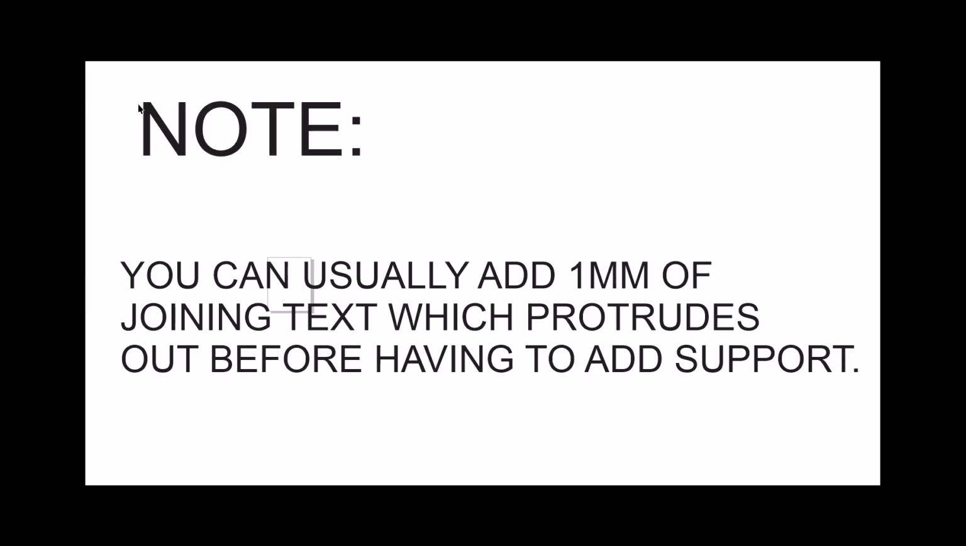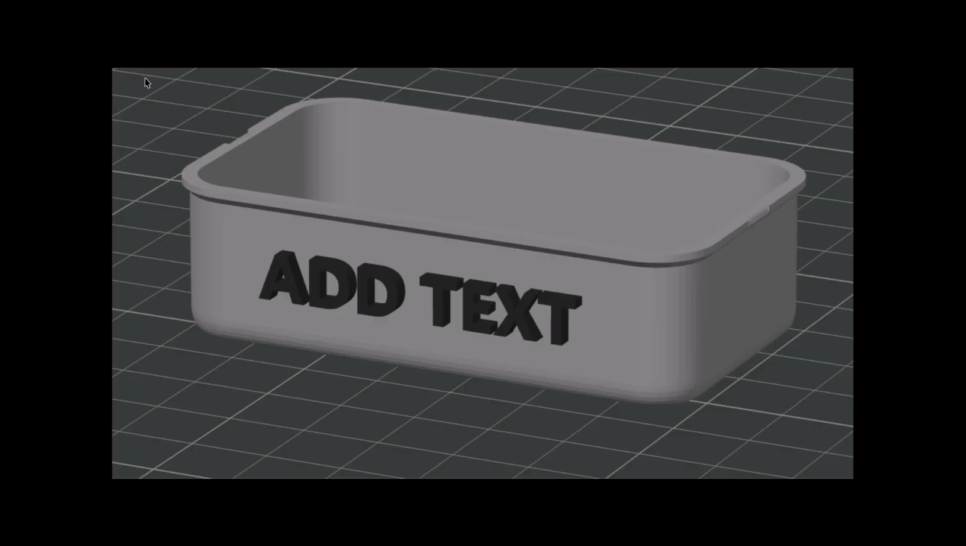Please note, when you're adding joining text, you can usually get away with about 1 millimeter overhang, which protrudes out of your face of the surface that you're adding the text to. If you do more than 1 millimeter, then generally you'll have to add some type of support.